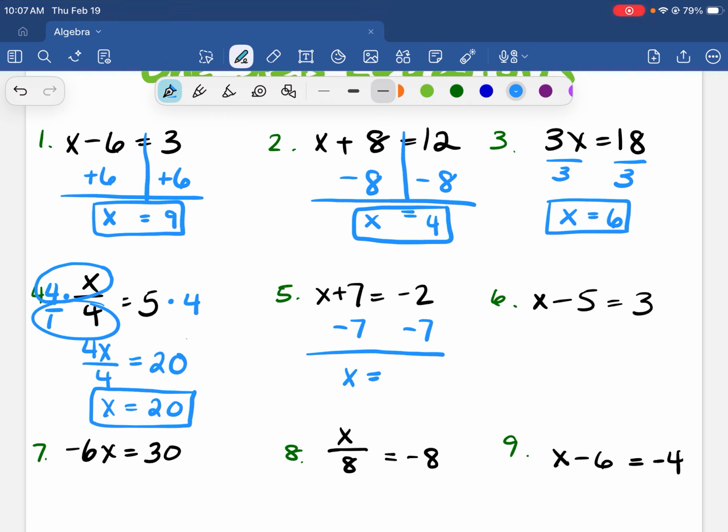Negative 2 minus 7. Those are the same signs now. We have a negative 2 and a negative 7, so I kind of want to treat them like addition, let's slap a negative sign on there. So 2 plus 7 is 9, and we'll make this negative 9.